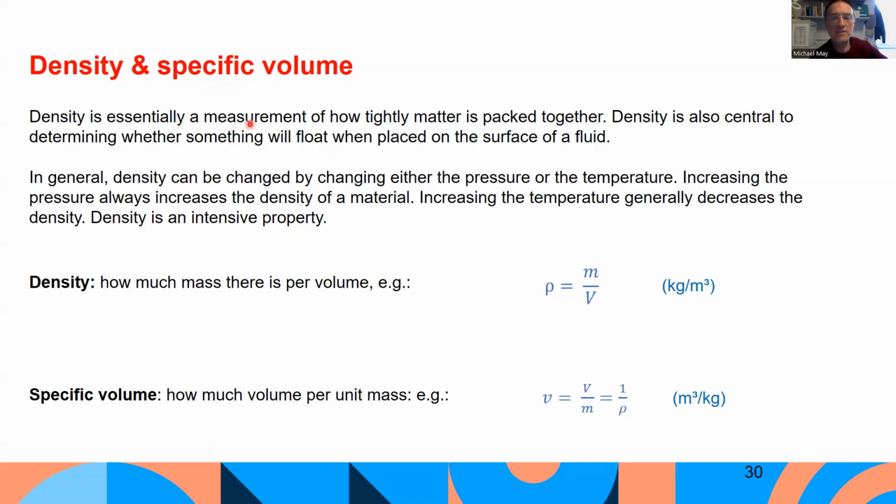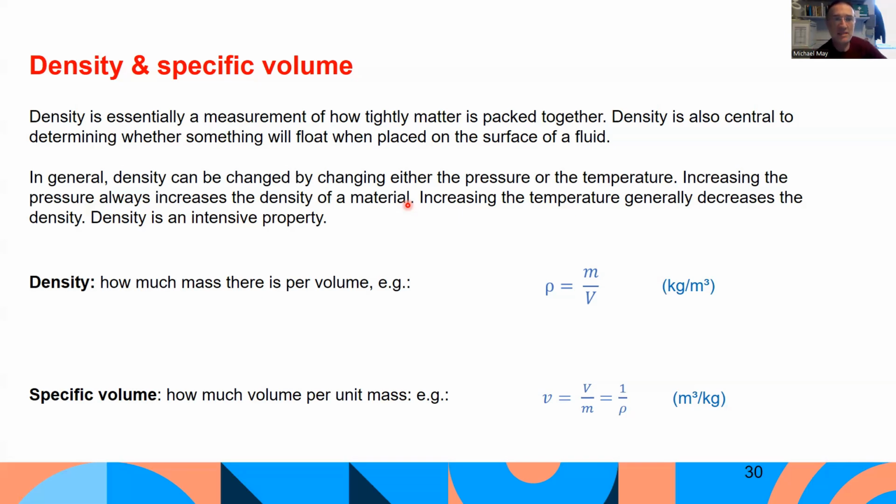Density is essentially a measurement of how tightly matter is packed together. Density is also central to determining whether something will float when placed on the surface of a fluid. In general, density can be changed by changing either the pressure or the temperature. So increasing the pressure always increases the density of a material. So if you have a material and you squash it together like a sponge, for example, you're increasing the density of it. Increasing the temperature generally decreases the density. So maybe if you heat something up, it starts to thermally expand, so it becomes less dense.